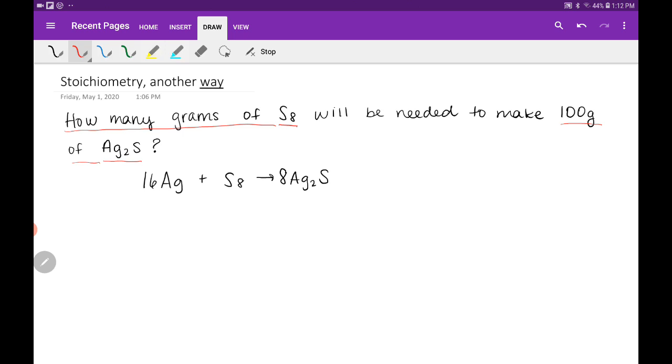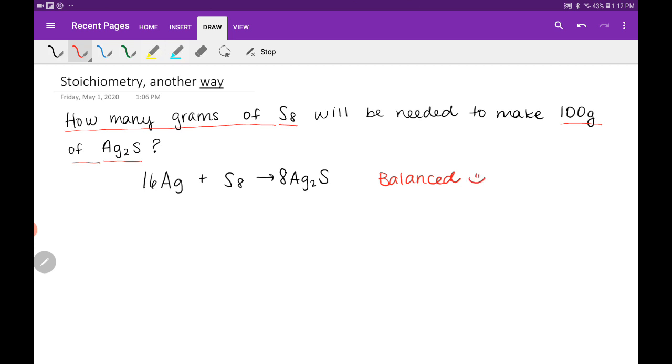But here we can just quickly check. There's 16 silver on the left on the reactant side, and there's 8 times 2 is 16 on the right on the product side. On the left, there's 8 sulfur. On the right, there's 8 times 1, that's 8. So there's 8 sulfur atoms on the right. So there's equal numbers of silver and sulfur on the reactant side and the product side, so this is balanced. And it's just nice to check before you get started.